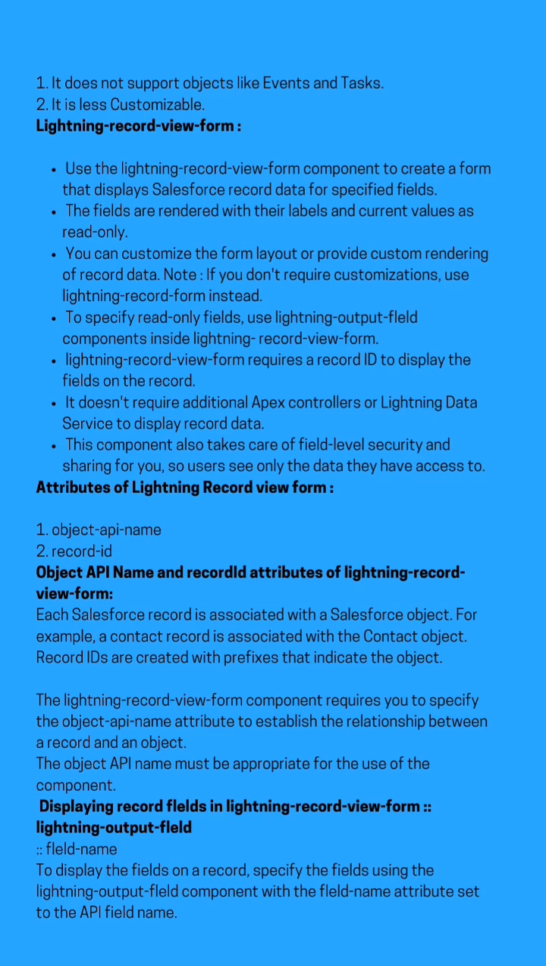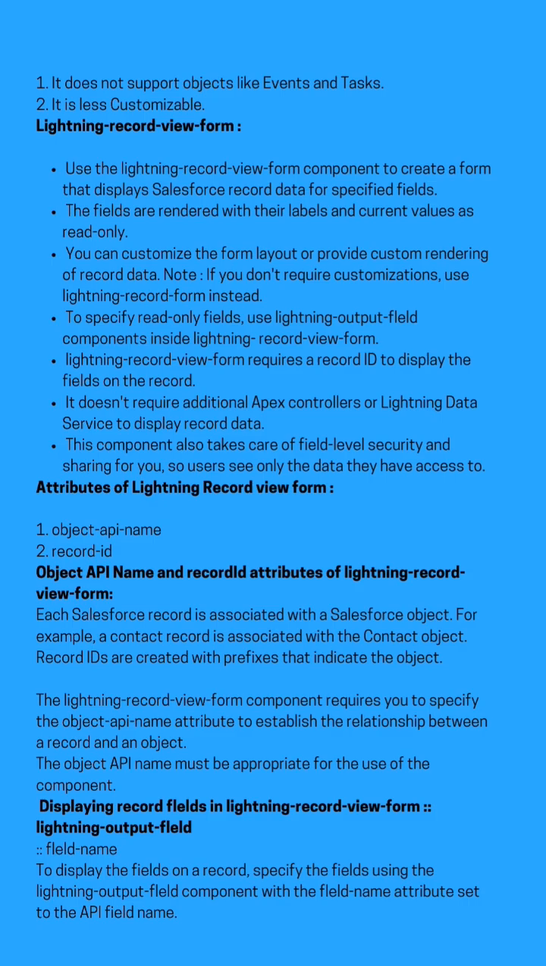Object API name. 2. Record ID. Object API name and record ID attributes of Lightning Record View Form. Each Salesforce record is associated with a Salesforce object. For example, a contact record is associated with the contact object. Record IDs are created with prefixes that indicate the object. The Lightning Record View Form component requires you to specify the object API name attribute to establish the relationship between a record and an object. The object API name must be appropriate for the use of the component.